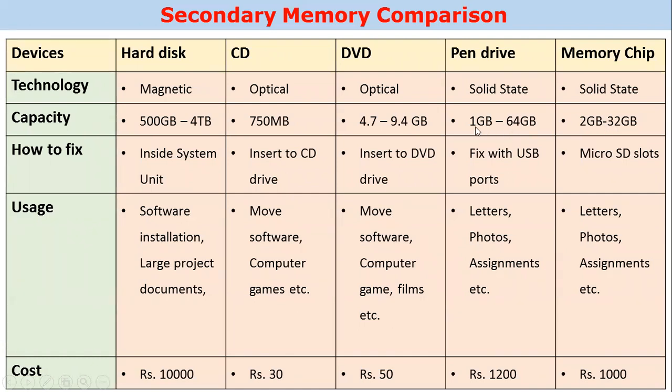For pen drives, the minimum capacity in this range is 1 GB, but capacities lower than 1 GB are also available. In this range, the minimum is 1 GB. Then the next one, 2 GB. The other one, 4 GB. There's a pattern when increasing the capacity: 1 GB, then 2 GB, 4, 8, then doubling, 32, 64, like that. The memory chip here is also the same. According to this pattern, the size is increasing.